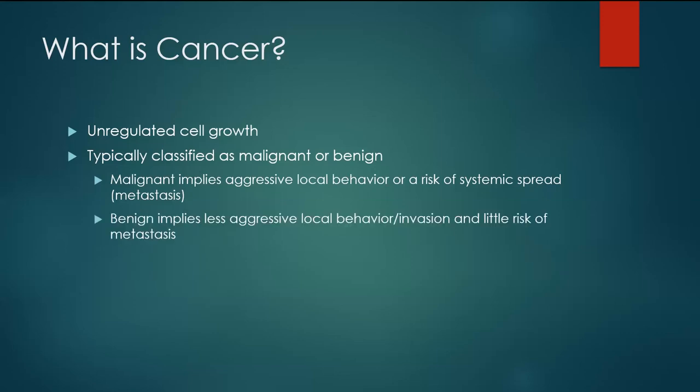Benign tumors, on the other hand, have a much less aggressive local behavior. Rather than being invasive and destructive into the normal surrounding tissues, they tend to just grow and push the normal tissue out of the way, what we call an expansile growth pattern. And really, a benign tumor should have no risk of distant metastasis. If a tumor truly is benign, then it should not spread to another part of the body.